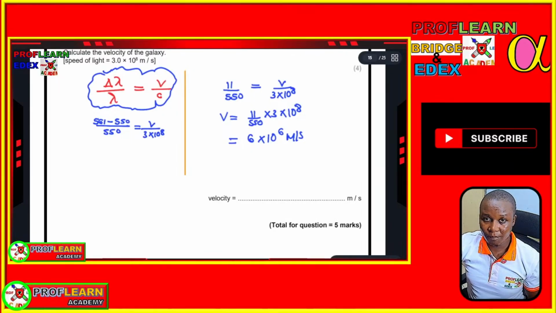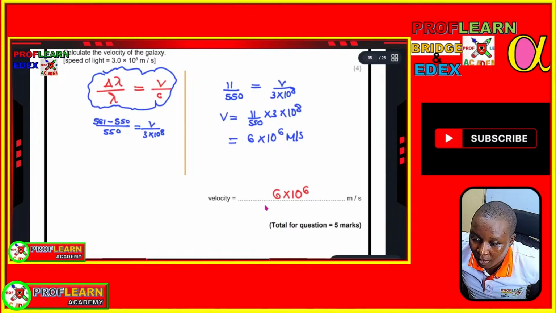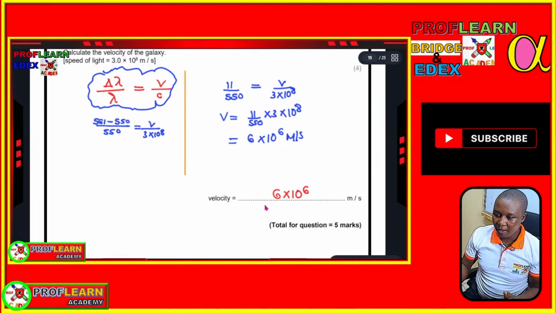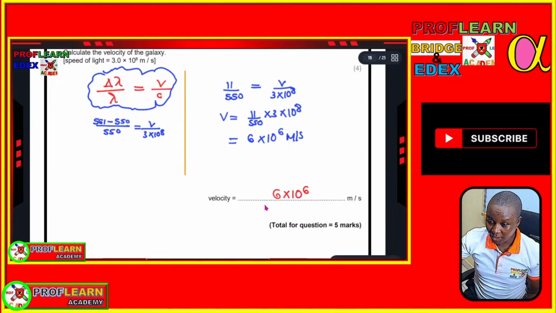And this redshift that is observed is one of the pieces of evidence for the Big Bang theory that the universe is still expanding, because all the galaxies that have been studied display a redshift. Since the universe is expanding, the galaxies are moving away from each other.